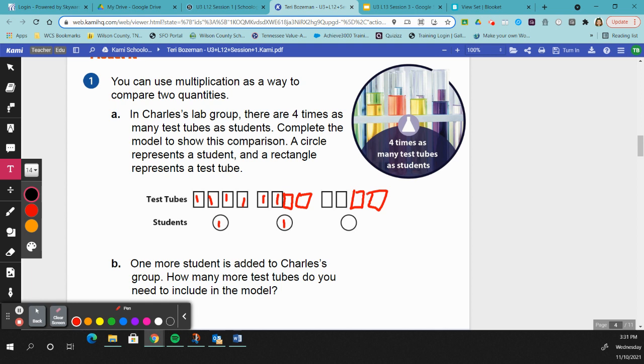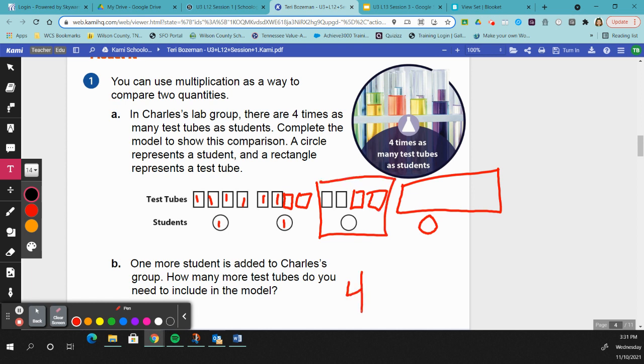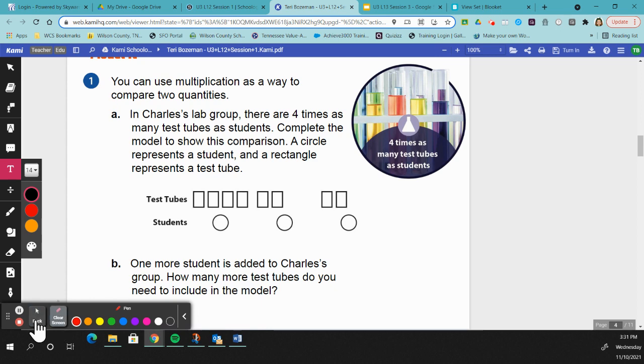B says 1 more student is added to Charles's group. So if we add 1 more circle, what else needs to be added as far as our test tubes? Well, we have 1 to 4 in each of our groups, right? So it would be 4 test tubes. You could write 4 rectangles if you wanted to, since those are what represent our test tubes. But that's what we need to do that one.